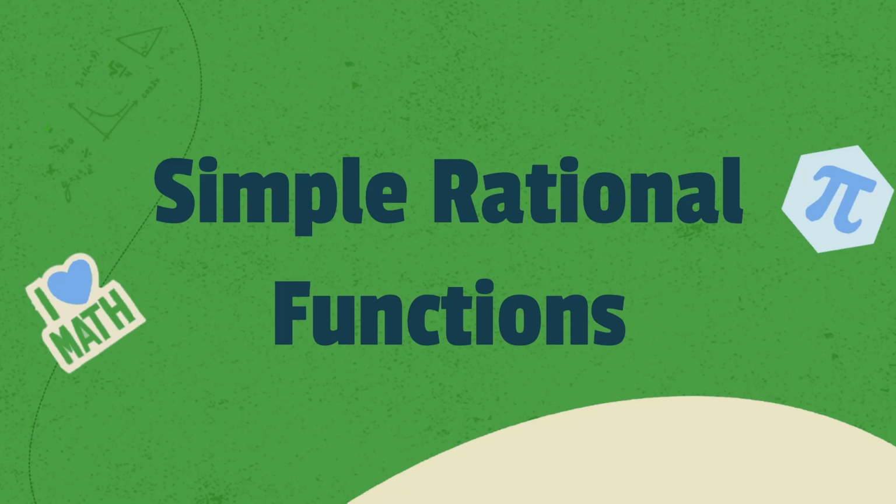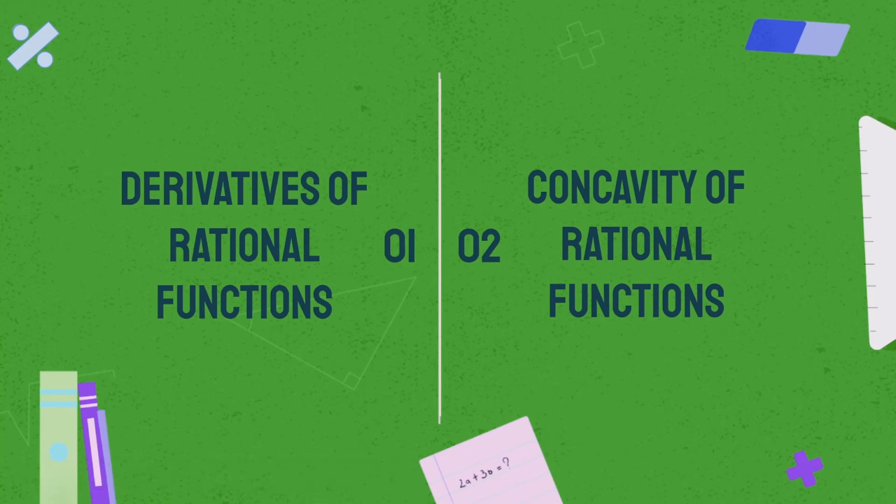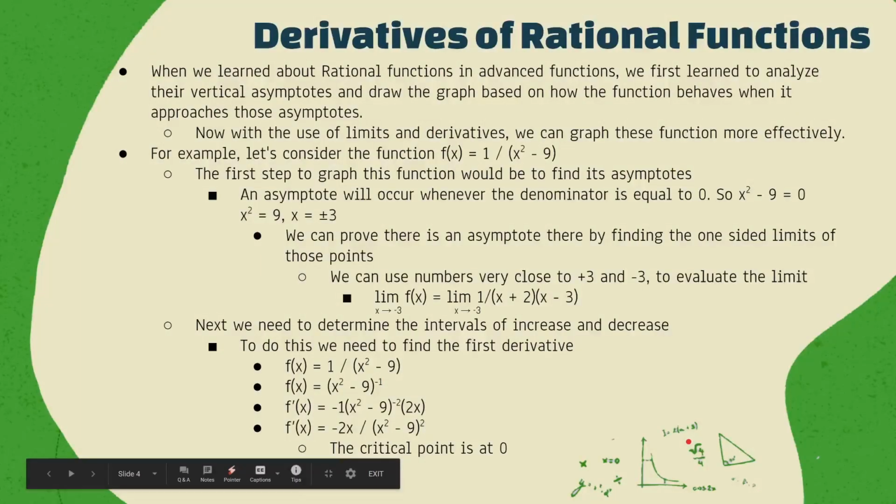So today we're going to focus on two primary things. We're going to talk about how the derivatives of rational functions can be used to help us sketch a graph of a rational function, and then we're going to talk about the concavity of rational functions, how we could find it, and how again it could be used to graph those functions. So let's get started on that.